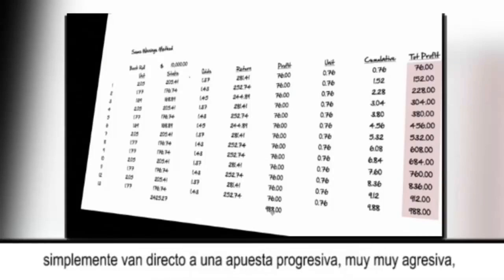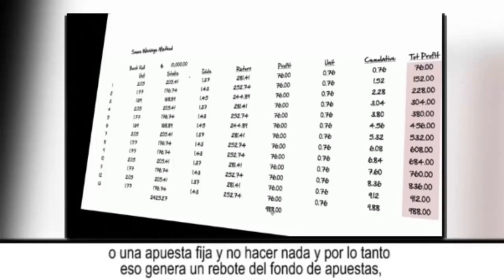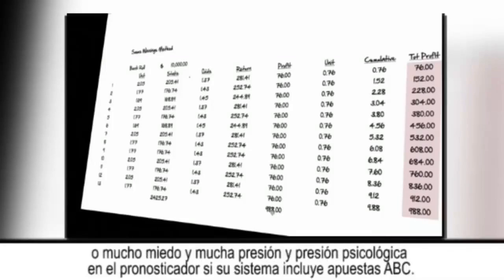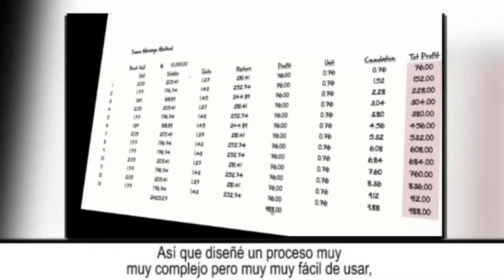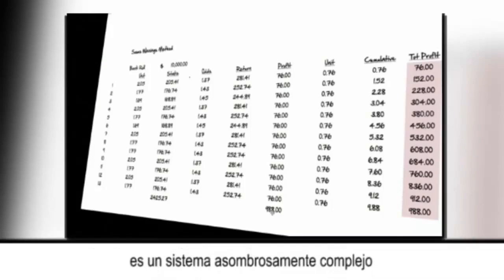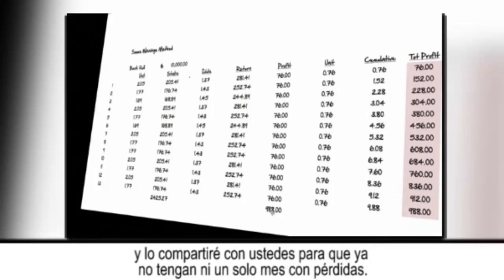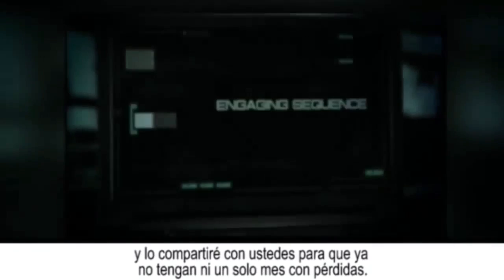They just go straight onto either a pro bet, very, very aggressive, or a flat bet and do nothing, and therefore that creates that bankroll bounce or a lot of fear and a lot of pressure and psychological pressure on the capper if their system includes ABC betting. So I've devised a very, very complex but very, very easy to use process. It's an amazingly complex system, and I'm going to share it with you now so that you never have another losing month.